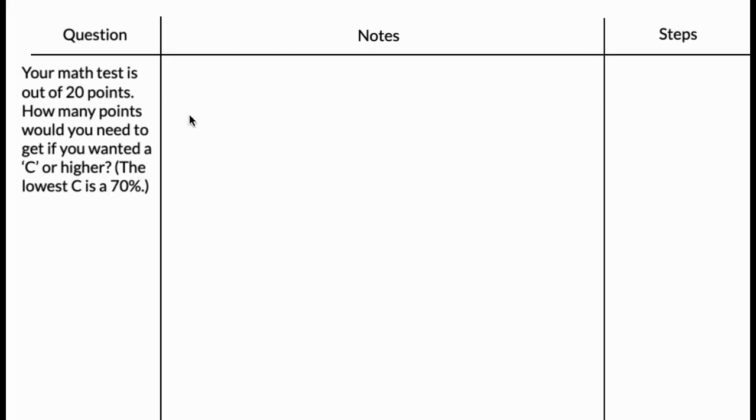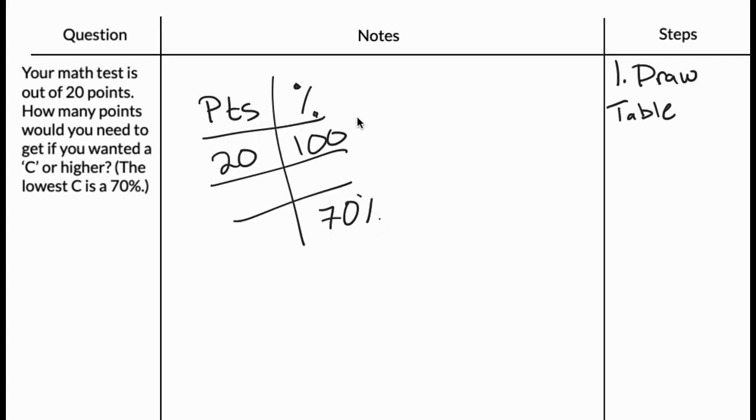So, multiple ways of doing this. I'm going to go ahead and use a table to answer this one. Our first step is going to be drawing that table. When I draw this table, I know that 20 points is the total number of points on the test, so 20 points is obviously going to be 100%.